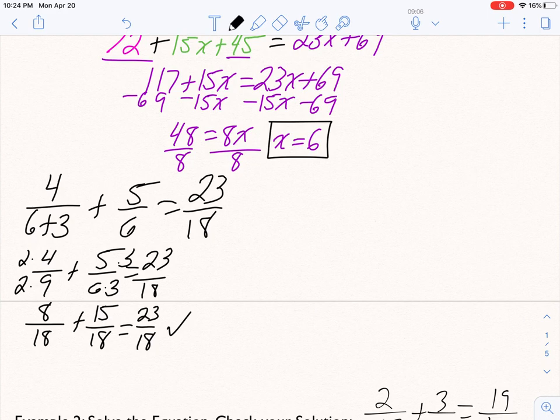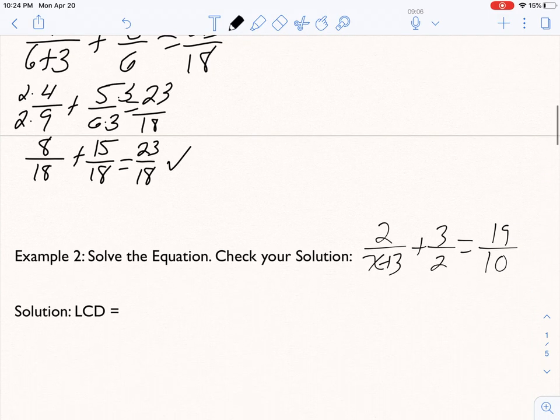Alright, so using that prior method, let's go ahead and look at another example and see how we're doing. Example 2, solve the equation and then check your solution. So 2 over x plus 3, plus 3 over 2, equals 19 over 10. So go ahead and pause the video, use my prior example, and I want you to write this problem down and try to solve it by yourself to see maybe where you're getting stuck. So pause it.